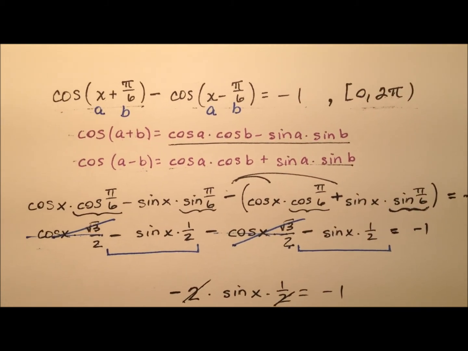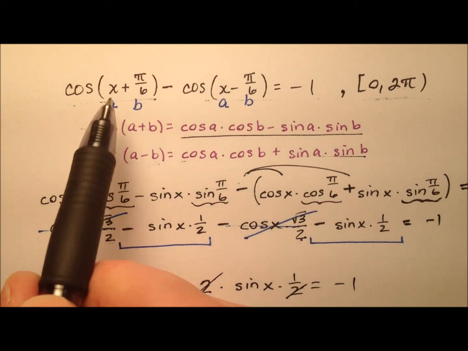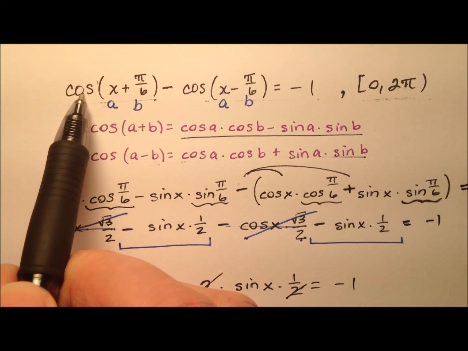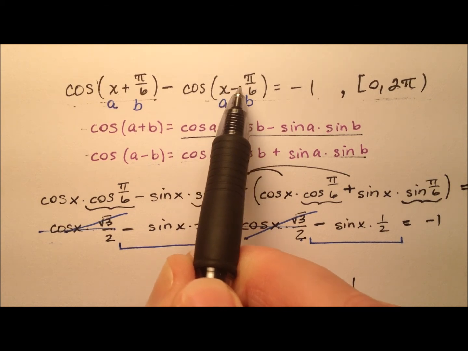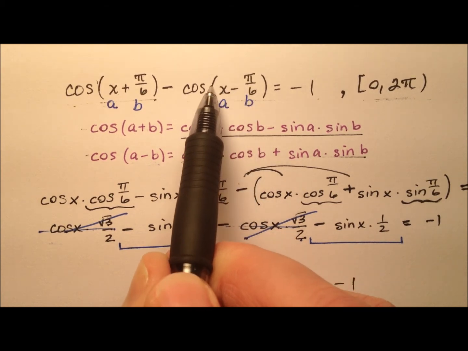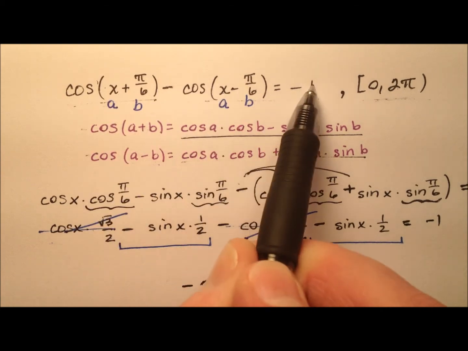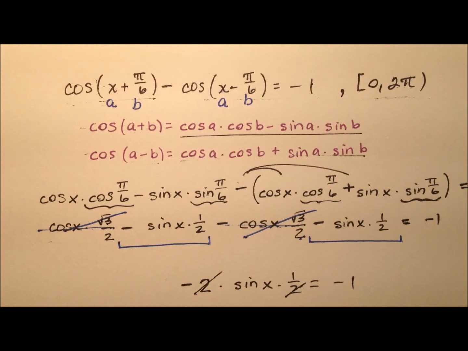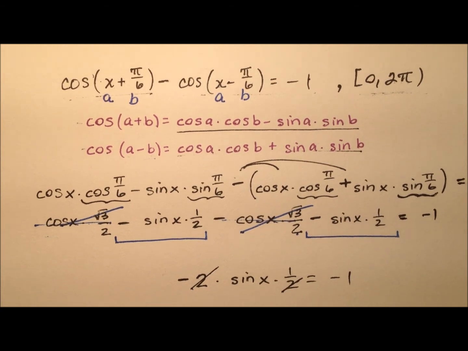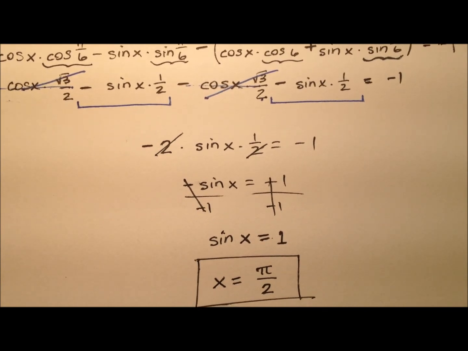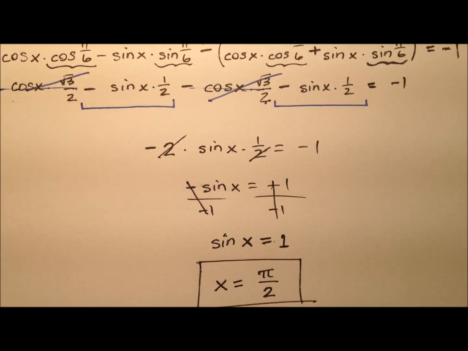So we're saying then, if we take pi over 2 and add pi over 6, and then take the cosine of it, and then we take pi over 2 and subtract pi over 6, and then take the cosine of it, and we subtract those two cosine values, we will get -1. I would encourage you to plug that in to ensure that you get it. But I'm here to say it's okay. You'll get it. It'll be good. So in this trig equation, the answer is x equals pi over 2.